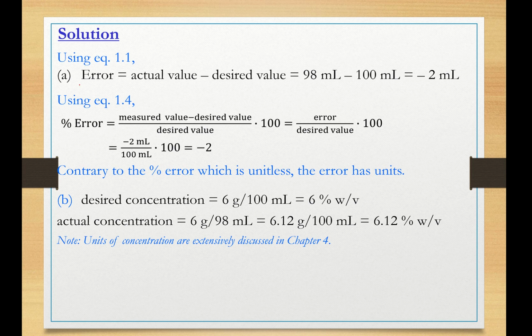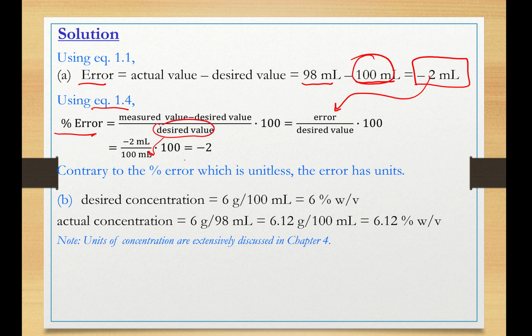To calculate the error in the measurement, that's what it's asking, right? Subtract the actual value minus the desired value, so 98 ml minus 100 ml, that's negative 2 ml. That's the absolute error, has units. To calculate the percent error, use equation 1.4. I'm using the error there, so that's minus 2 over 100 ml, that's the desired value, right? So the percent error associated with the measurement is negative 2, no units.